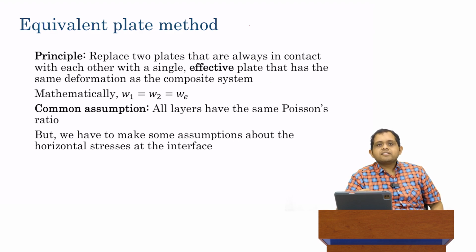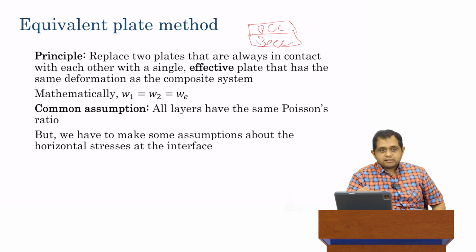So here is the principle of the equivalent plate method. Before I go into all the formulas and calculations, I want to just give you the principle. The principle is as follows. If we have two plates, in this case the surface layer, the PCC, and the base layer, we assume both of them are plates. So that's one assumption which is made. The principle is that if we have these two plates and these plates are always in contact with each other, then we can replace them with a single effective plate that has the same deformation as the composite system.